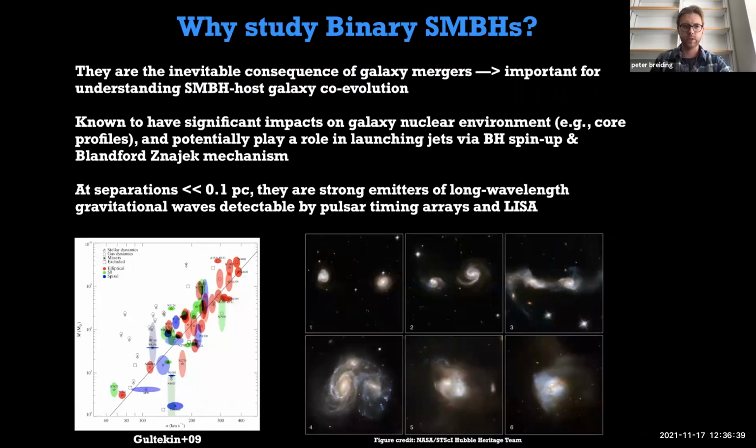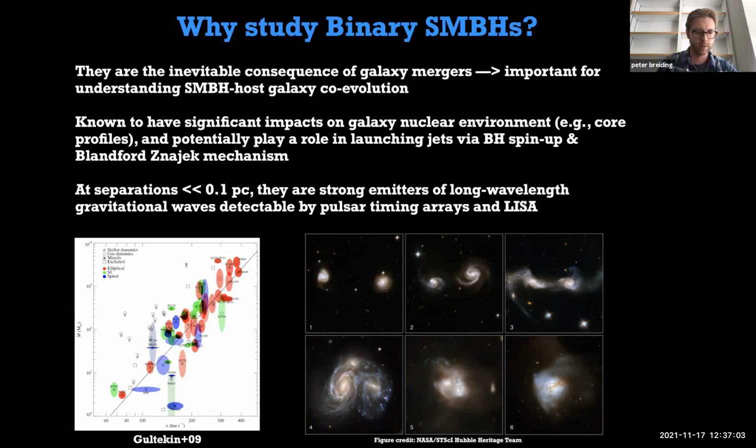So the first obvious question is, why study binary supermassive black holes? First off, just to get everyone straight, we believe that most, if not all, galaxies harbor a supermassive black hole in their center. Furthermore, there seem to be weird correlations that are not explained between the mass of the central black hole and various host galaxy properties.